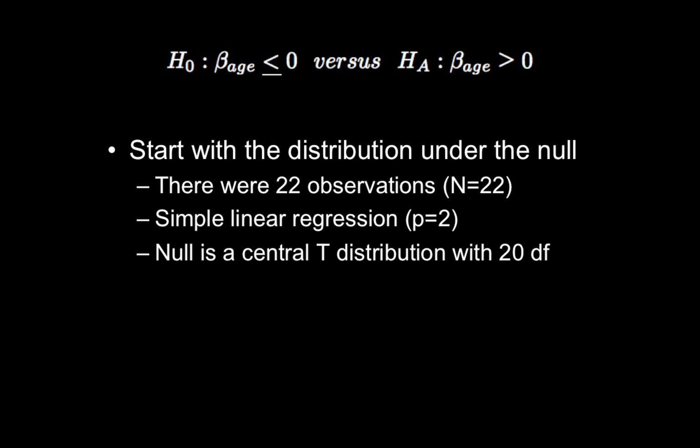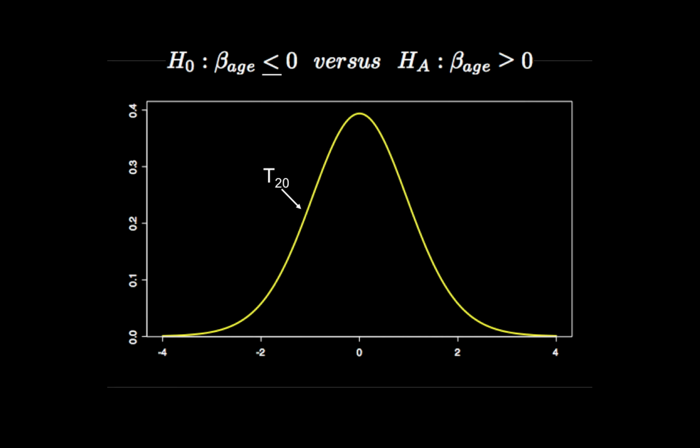And I'm going to start with the one-sided test, that beta age is greater than 0. So I'm going to assume there are 22 observations, simple linear regression, 2 parameters. So the null is a central t-distribution with 20 degrees of freedom. If you've never heard of a non-central t-distribution, no worries. This is just the t that you know. A non-central won't come into play until we talk about power.